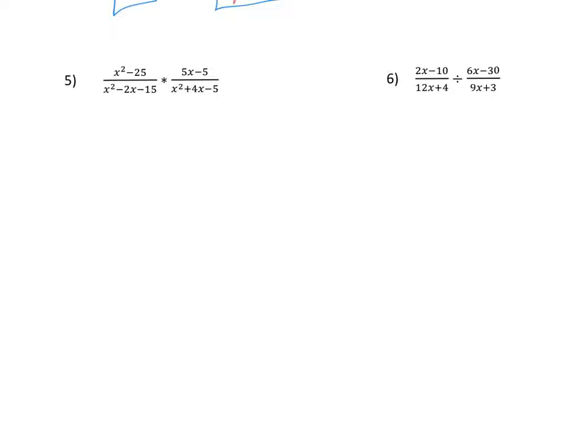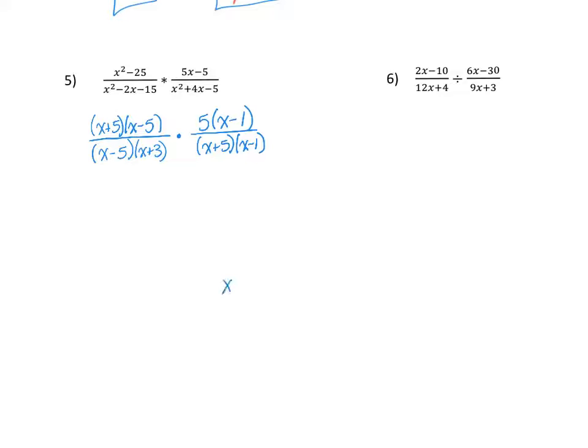So if you're looking at number 5, x squared minus 25 is going to factor to x plus 5, x minus 5, x squared minus 2x minus 15 factors to x minus 5 times x plus 3. For the second numerator, all we have is a GCF of a 5, and we're left with x minus 1. And x squared plus 4x minus 5 factors to x plus 5 and x minus 1. Once everything is factored, before you cancel, state what your restrictions are.